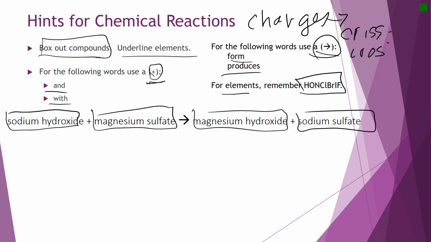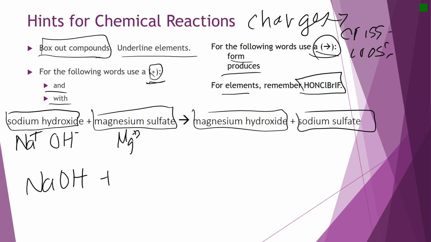So when you have an ionic compound, remember you have to worry about your charges and crisscrossing your charges. Sodium hydroxide is its own compound, so I'm going to worry about my charges. Na is plus 1. Hydroxide is a polyatomic, so it's OH minus 1. I crisscross and I get NaOH. Then I'm going to do a plus. Magnesium sulfate is Mg with a plus 2. Sulfate is a polyatomic ion with a minus 2. You crisscross, because they reduce, you get MgSO4.